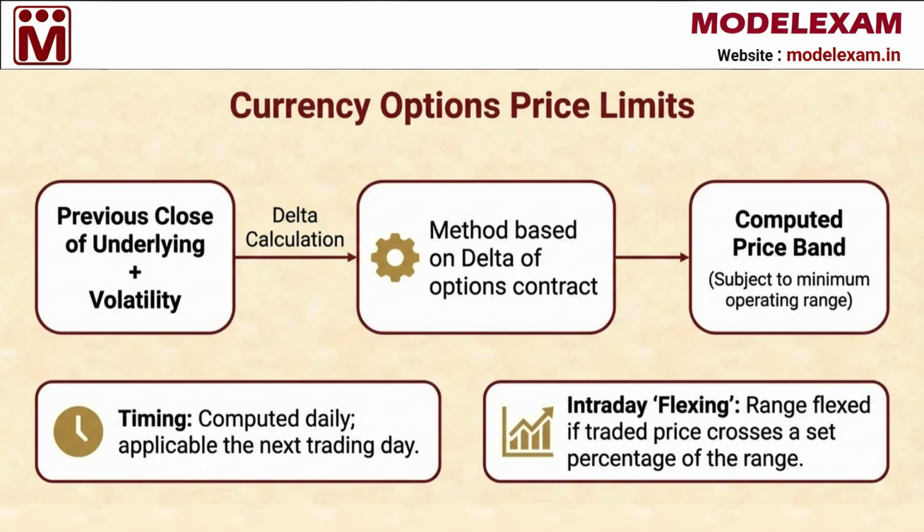Futures are relatively straightforward, but options require a slightly more detailed approach to set their limits. For currency options, the operating range is calculated every single day using a specialized number called delta along with the previous closing price and how much the market is swinging, which we call volatility. These ranges can even be adjusted during the trading day if the price moves beyond a certain point of the set limit.